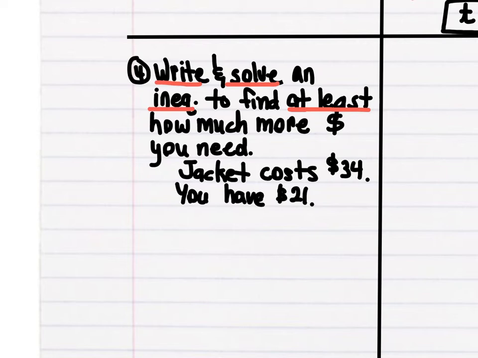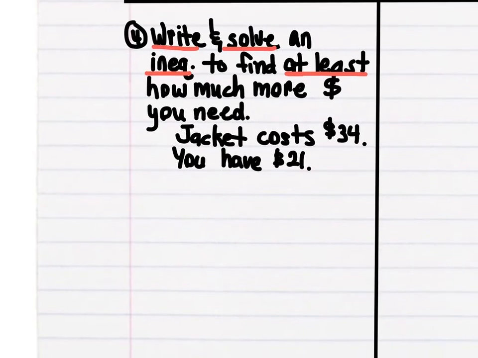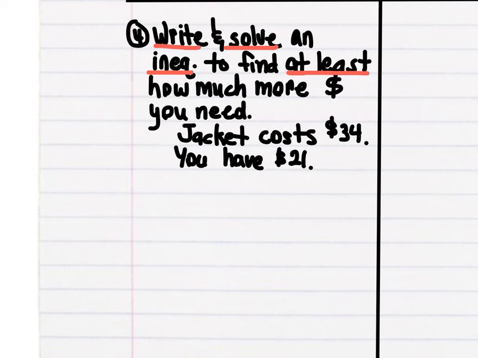So we're going to take a fairly simple problem, and we're going to practice using an inequality on this problem. The problem says to write and solve an inequality, so we want an inequality, not an equation, to find at least how much more money you're going to need. Let's say a jacket costs $34 and you have $21. So this could be written as an equation, but here I want you to practice using inequality symbols. What we first need to do is figure out what our variable is going to represent. So we're going to use X as our variable. Let's say X is going to represent the amount of money you need. So I'll put X equals the money you need.